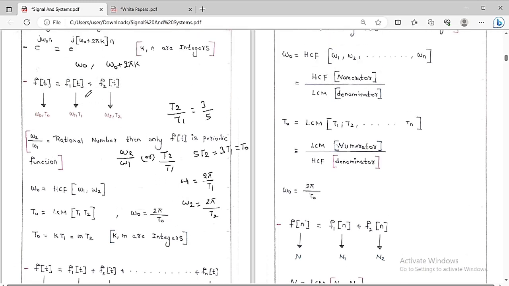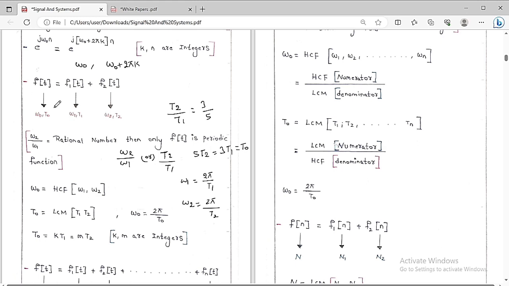Therefore, suppose you do the addition or subtraction of two periodic signals, one having a time period of t1 and a frequency of omega 1, and the other having a time period of t2 and a frequency of omega 2. Do the ratio omega 2 by omega 1, or t2 by t1. If you get a rational number, then only we can say f of t is a periodic signal. If the ratio is not a rational number, then f of t is not a periodic signal.